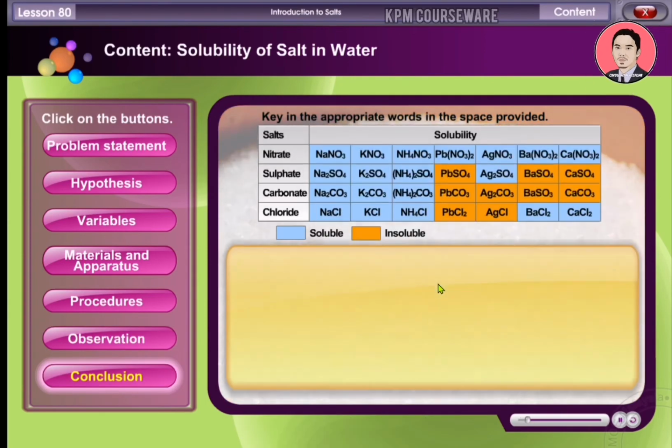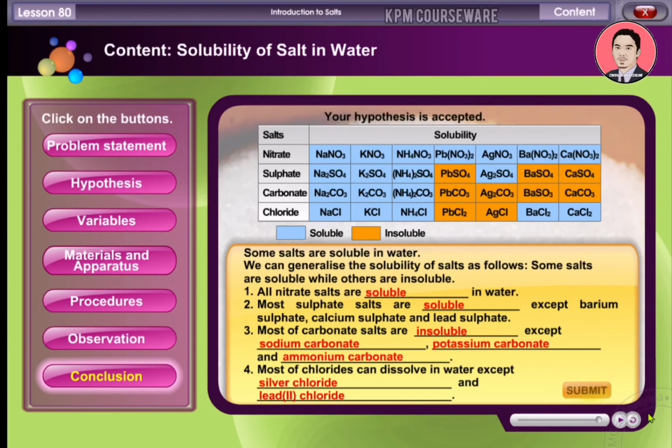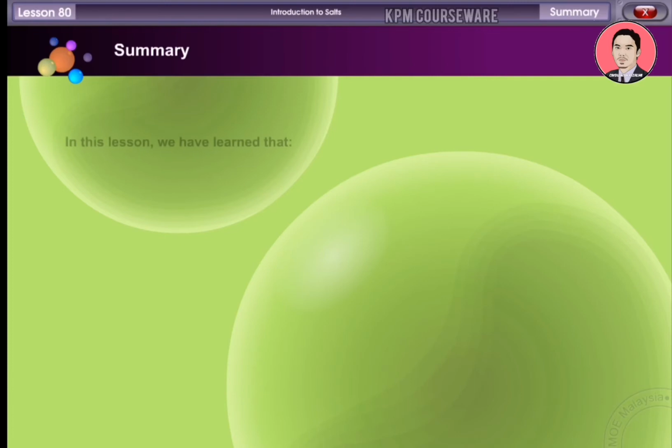What can you conclude from the experiment? Complete the sentence to make a generalization on the solubility of salts. Key in the appropriate words in the space provided and click on the Submit button. Sorry, try again. Two groups are needed to play.